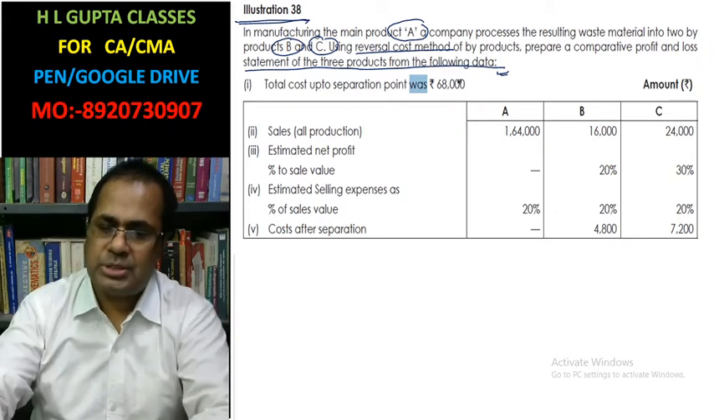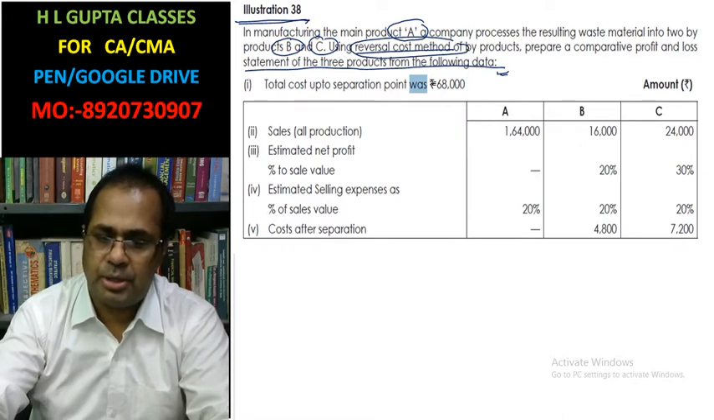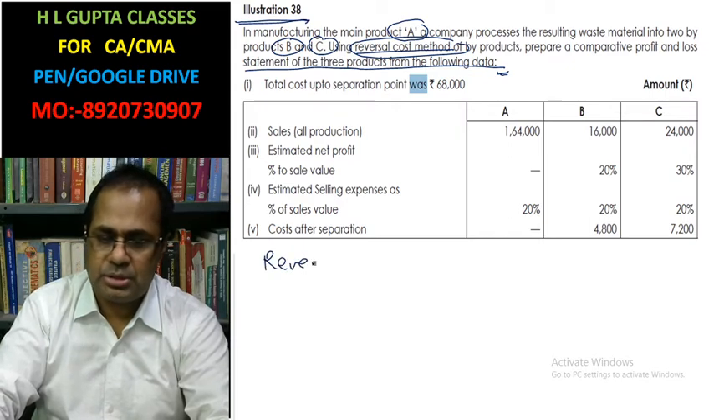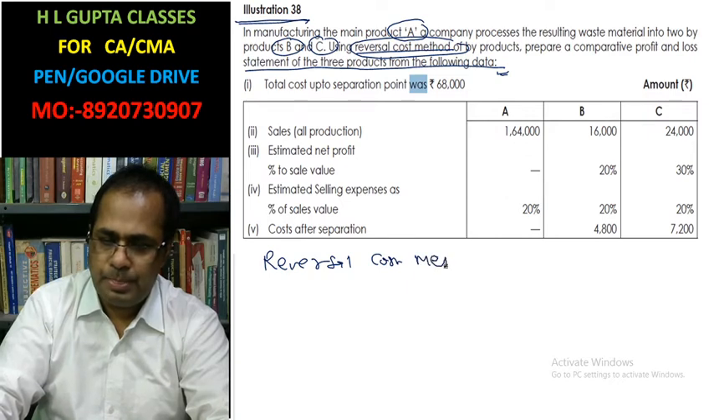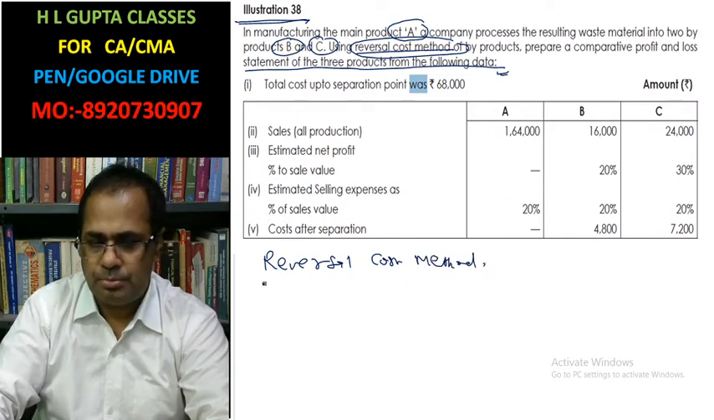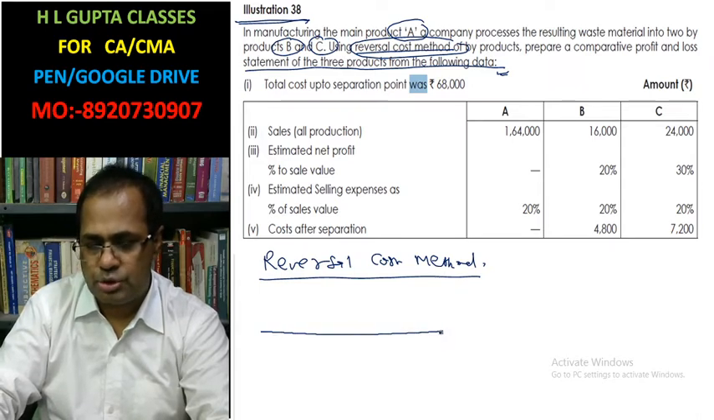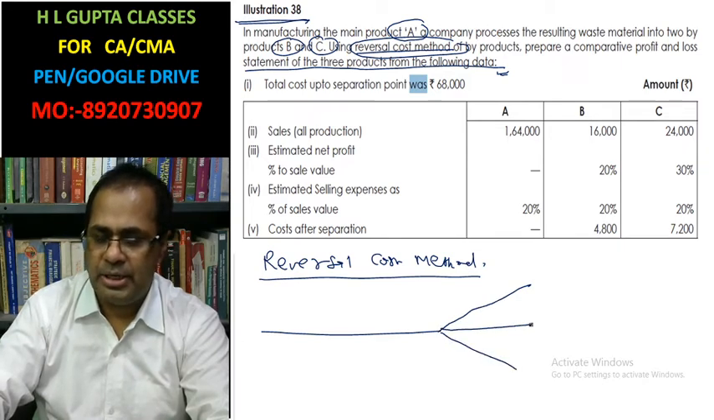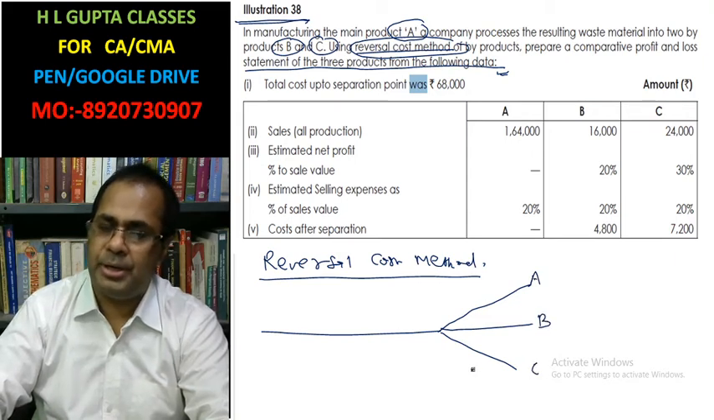Okay, first you have to understand what the reversal cost method is. The reversal cost method, I am going to make you understand. Please try to understand. Suppose this is the process. After this process, this is the point of split up, and the main product A, byproduct B and byproduct C are made.